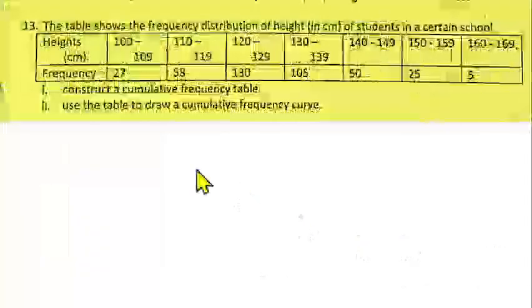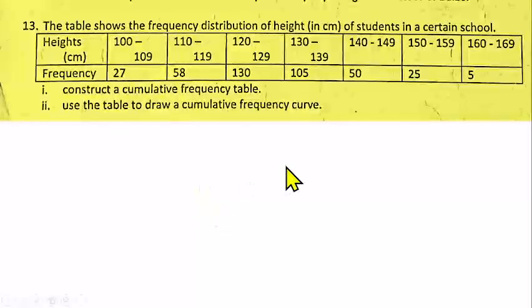Then question number 13 is from statistics. In this case, you have to simplify this. We are given the frequency table. This frequency table having class intervals and the frequency. This is a frequency table of distribution of heights in centimeter of student in a certain school. We have to construct a cumulative frequency table, and you have to use it to draw cumulative frequency curve or OGIVE. So it's very simple.